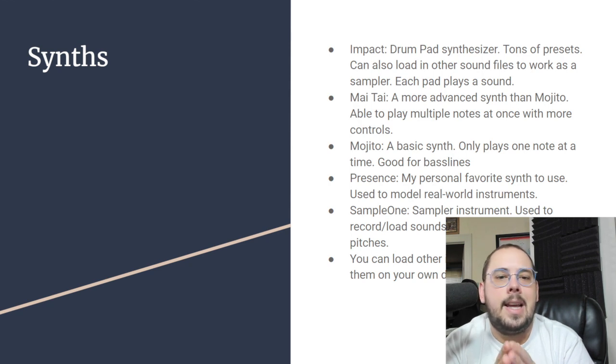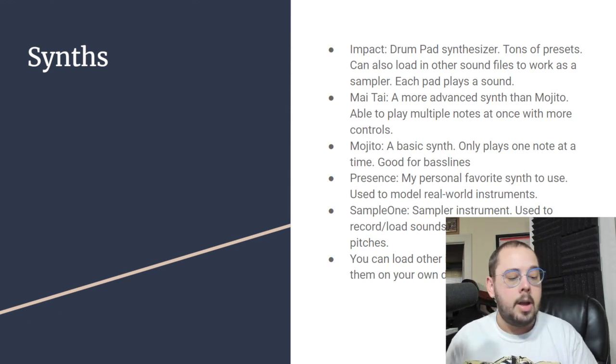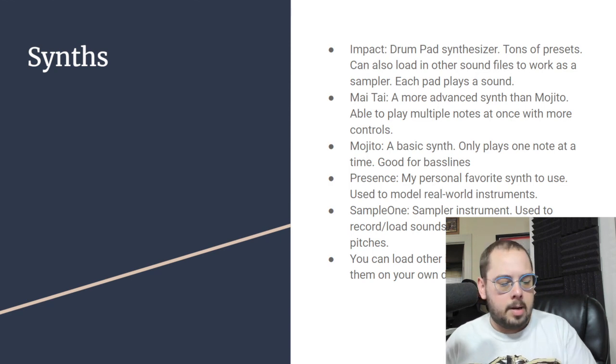And let's see, Sample One is the last one that comes with Studio One 5, and this one is a full sampler instrument, so you can record or load in your own pre-made audio recordings, and then you can edit and tweak them all you want, but it actually binds it to the keyboard, so you could record a sound and make it into a chord or play it at different pitches.